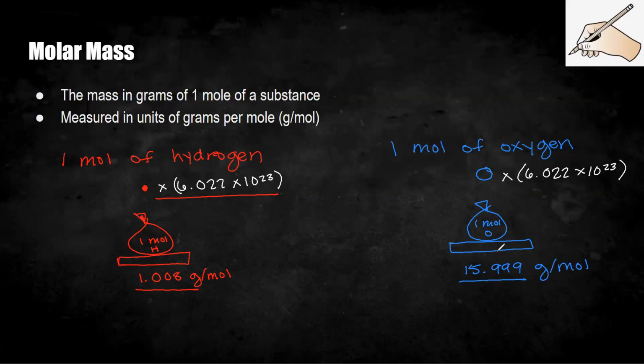So again, you can see that this is going to have a bigger mass than this. And that is all rooted back in the size of those atoms. So hydrogen is a smaller atom than oxygen. So if we have the same number of oxygen atoms and compare it to the number of hydrogen atoms, hydrogen is going to have a smaller mass than oxygen.